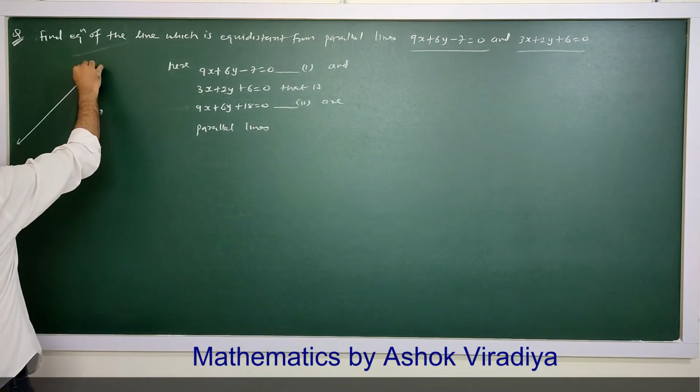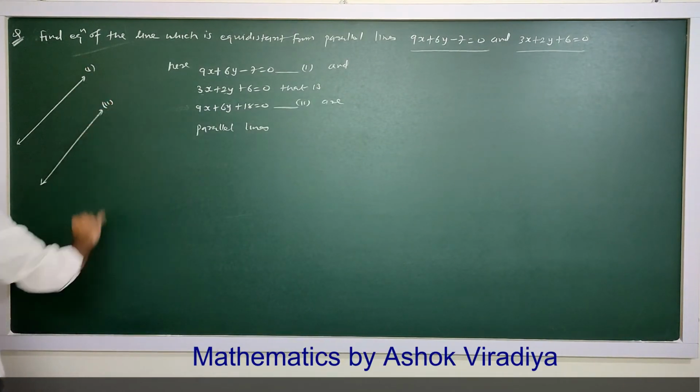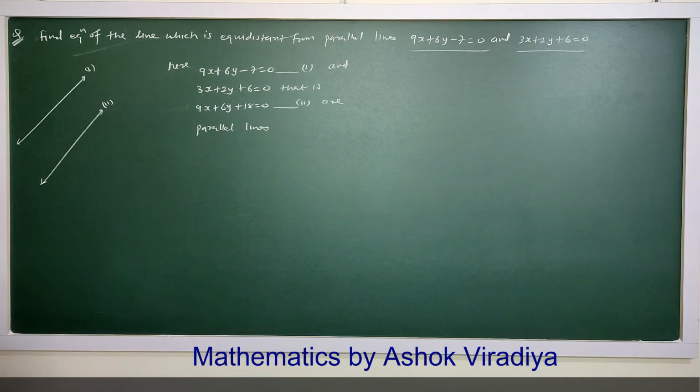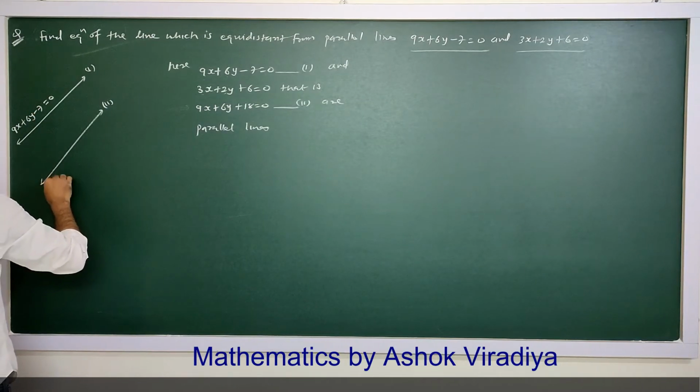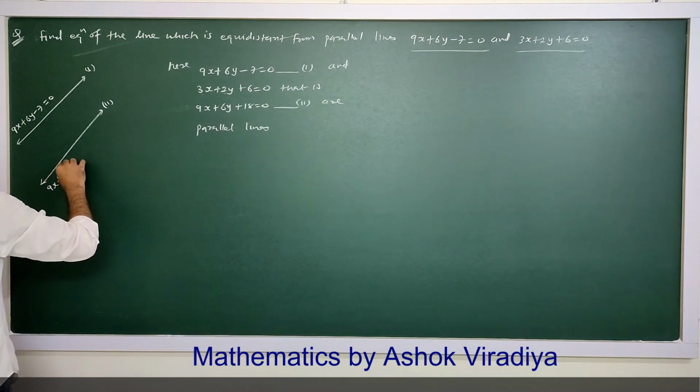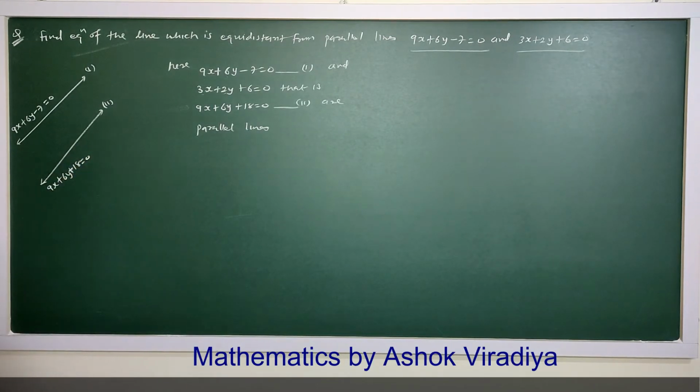This is line 1 and this is line 2. Line 1 is 9x plus 6y minus 7 equal to 0. Line 2 is 9x plus 6y plus 18 equal to 0. These are parallel lines. Now we need a third line which is equidistant from these two parallel lines.